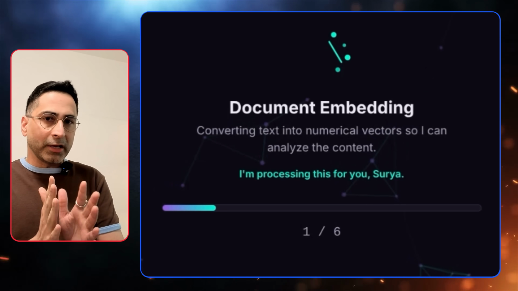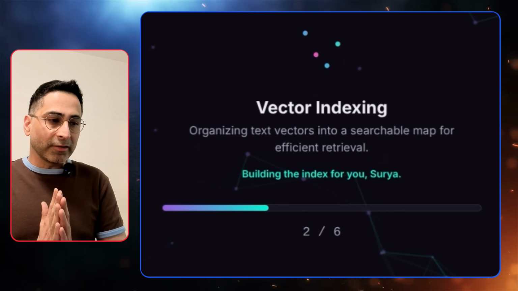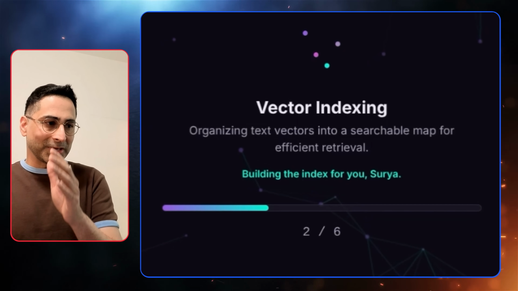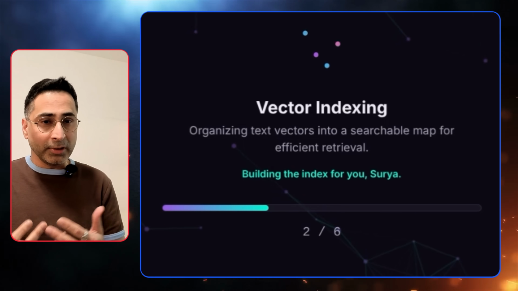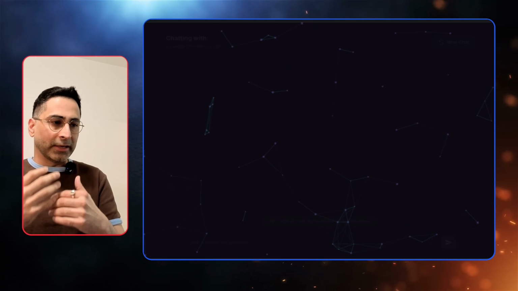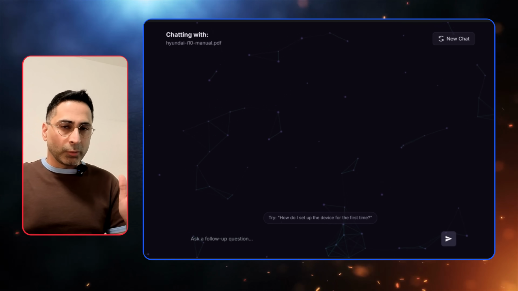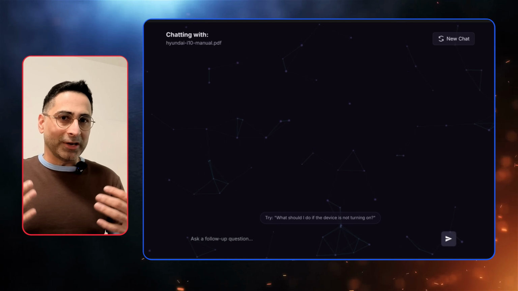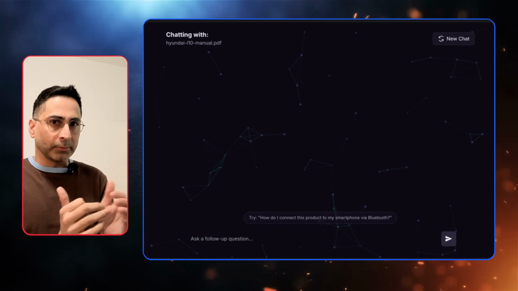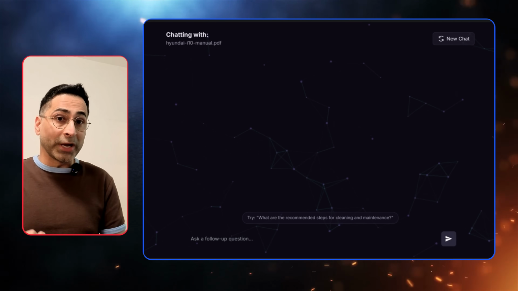Second is document embedding, which is converting text into numerical vectors. Then the third piece is vector indexing, which is organizing text vectors into searchable maps for retrieval. Then you're doing layered retrieval, which is the next step after the index has been done. So you already saw the number of steps that it took, which was completely automated for us. And I did not actually set up a RAG system. This is the Gemini API's new file store tool doing it for us.